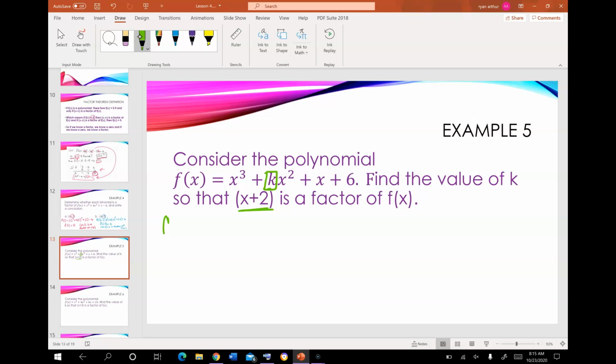So when I say f of -2, I want it to equal 0. Okay? But I need to solve for k. Well, in order to solve for k, I need to know what f of x is, and I need to know what x is. Well, I do. I want f of x to equal 0 when I plug in -2 into my x's. So we're going to take all your x's and plug in -2. And we're going to leave k alone.